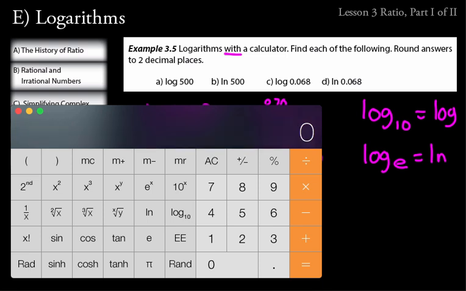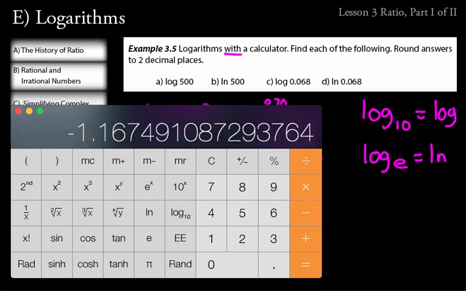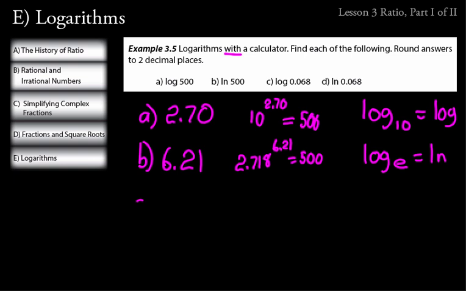Let's clear the calculator and go on to C, log of 0.068. So we just do 0.068, hit the log base 10 button. We get a negative number this time, but that's okay. That's what it's supposed to be. Minus 1.17 is the result there. So we'll say C is minus 1.17.